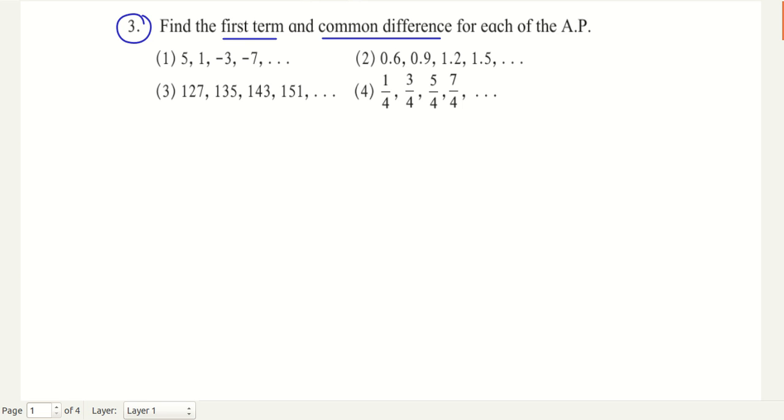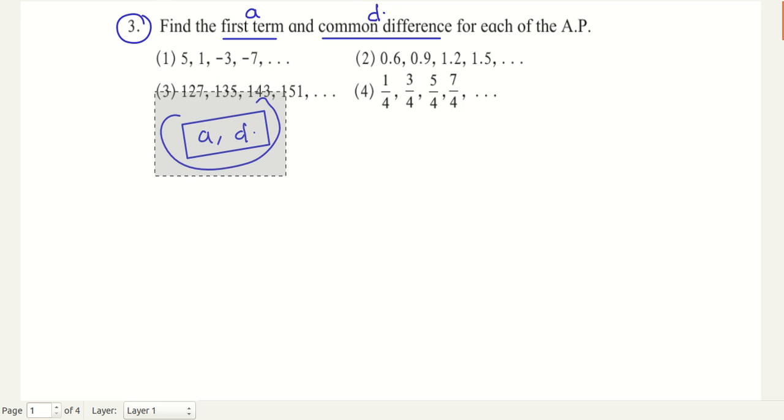Now, we know what we mean by first term. First term is nothing but A. And what is the meaning of common difference? It is D. So ultimately what you have to find is A and D in all the questions. Let us start solving the problem.